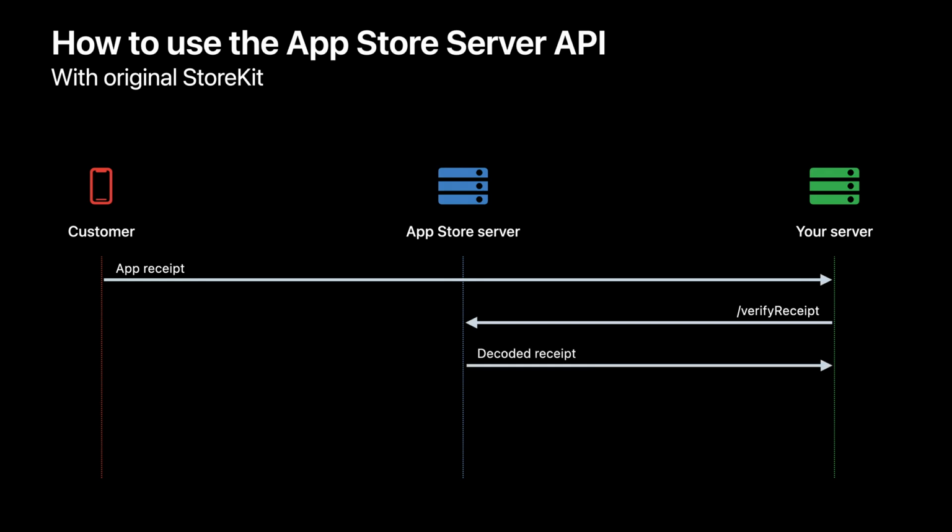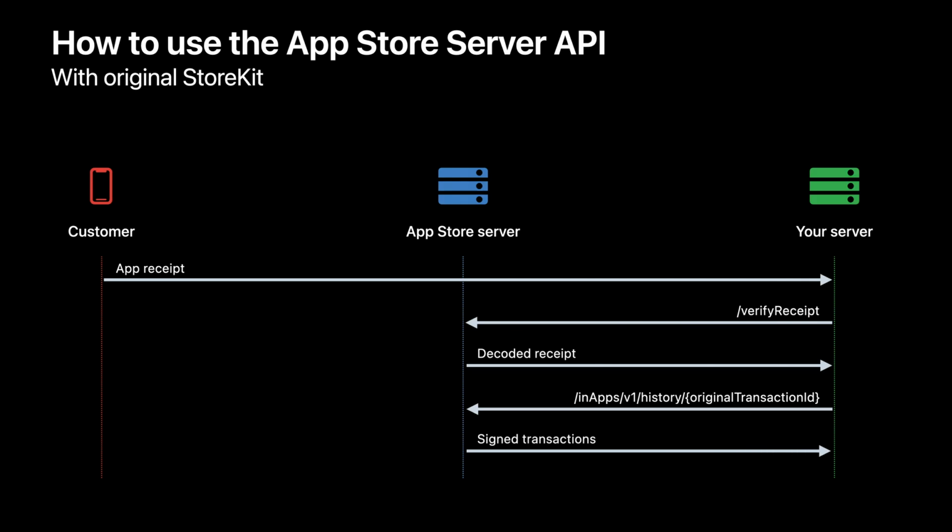This will return the decoded receipt. From the decoded receipt, gather all of the original transaction IDs in precisely the same ways I previously showed. Next, you can call the Get Transaction History endpoint with any one of the gathered original transaction IDs, which will return a history of transactions for this user as signed transactions.